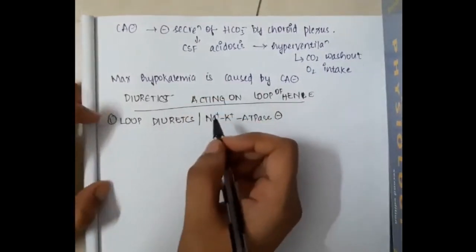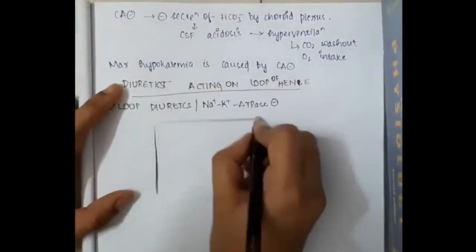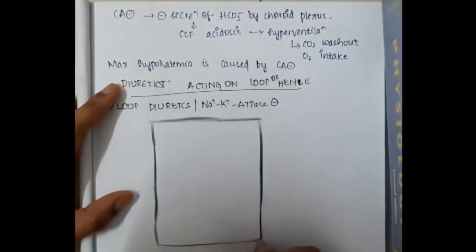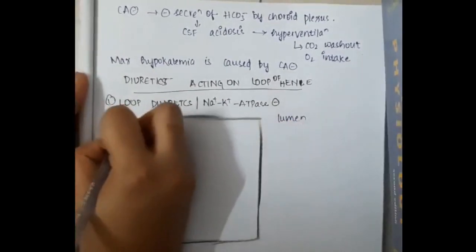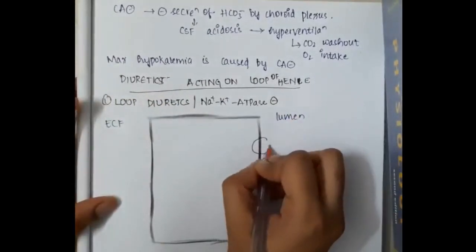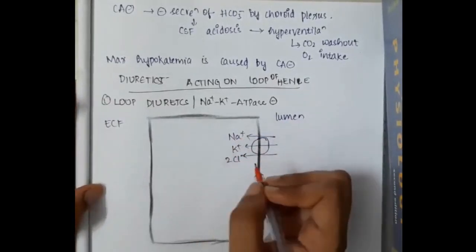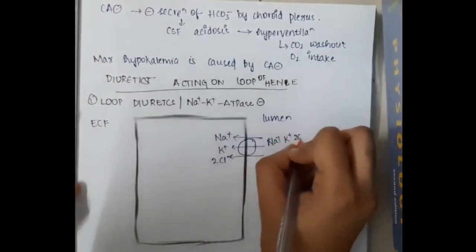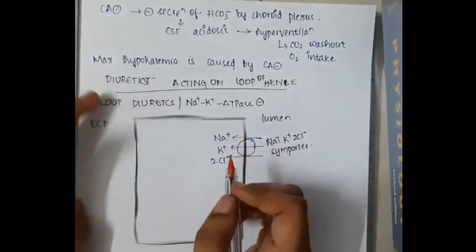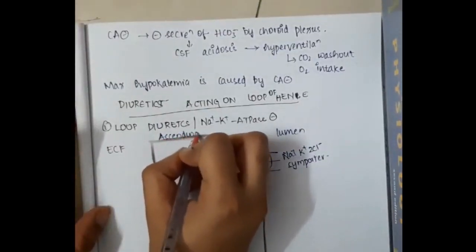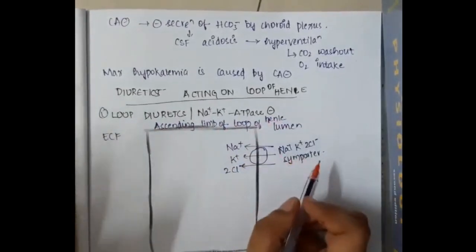So first we will draw the cell of ascending limb of loop of Henle. This is the cell of ascending limb of loop of Henle, that is the lumen. This is the ECF. So in the apical surface you will see that there is a transporter, sodium potassium 2 chloride symporter, which will cause reabsorption of sodium, potassium and chloride into the cell of ascending limb of loop of Henle.